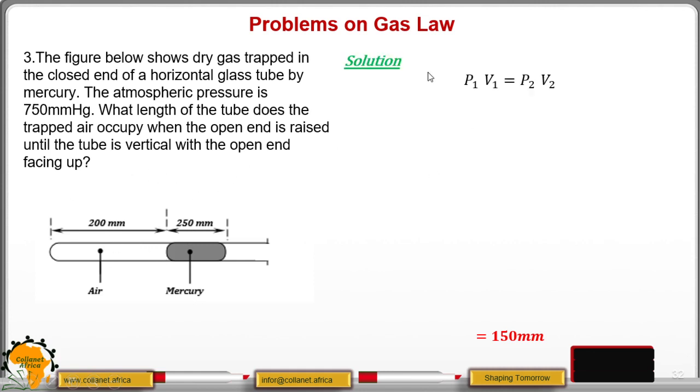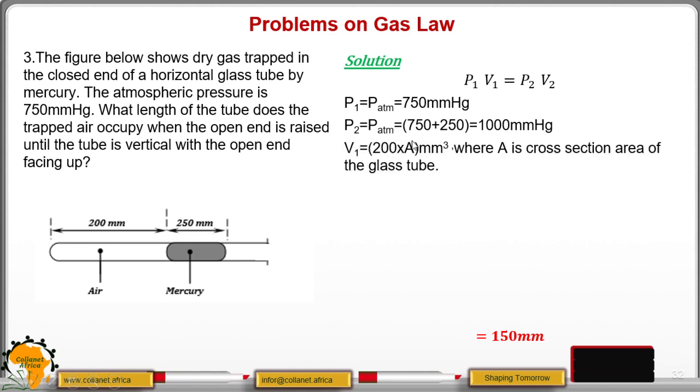We proceed as follows. We are using Boyle's law, P1 V1 is equal to P2 V2. Now P1 will be equal to the atmospheric pressure, which is given as 750 mm of mercury. Then P2 will be the sum, because it will be vertical. This mercury will also exert pressure on the air, and therefore the total pressure will be 750 plus 250, which is 1000 mm of mercury. Now our V1 will be 200 times A, because A is the cross-sectional area of the tube. And our V2 is what we are looking for.